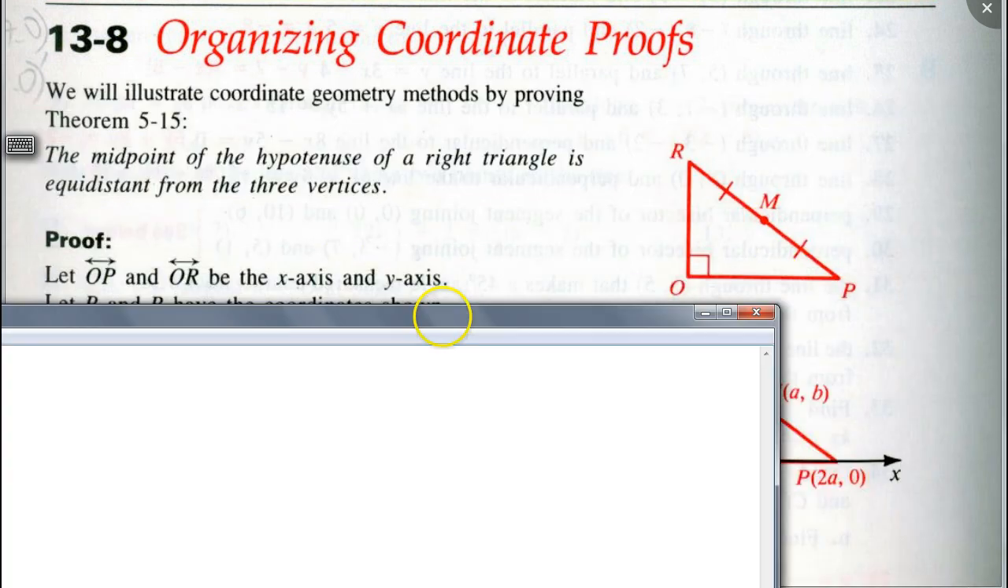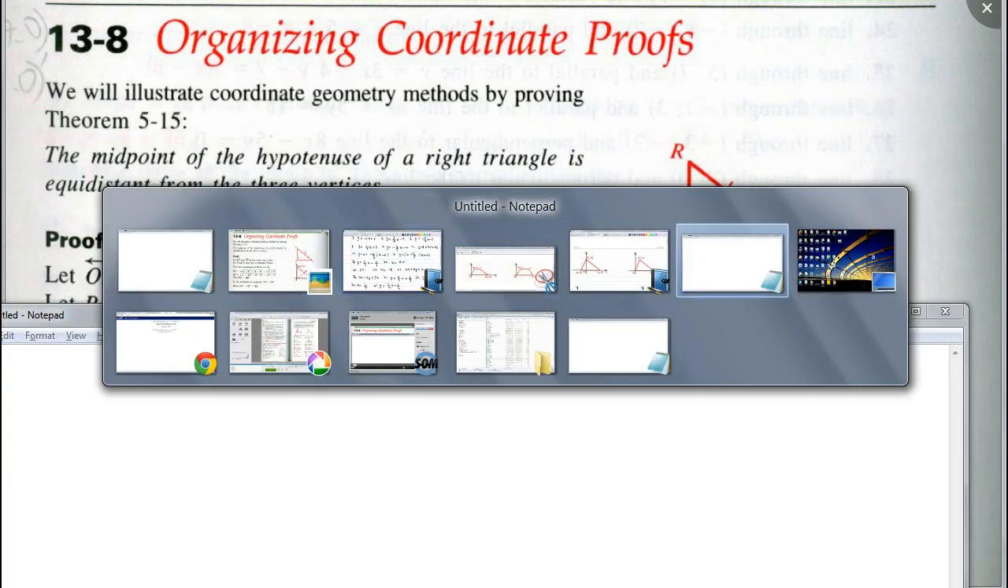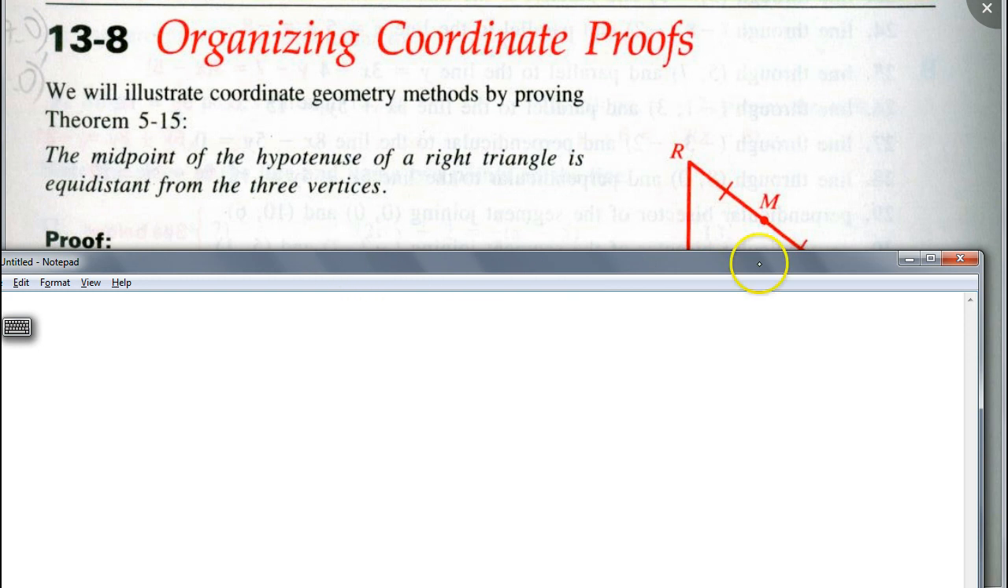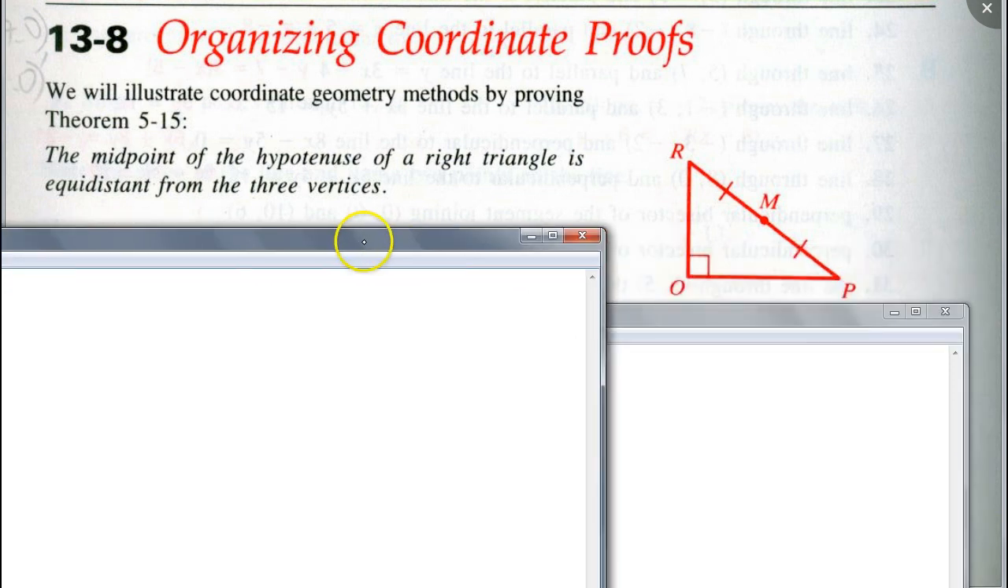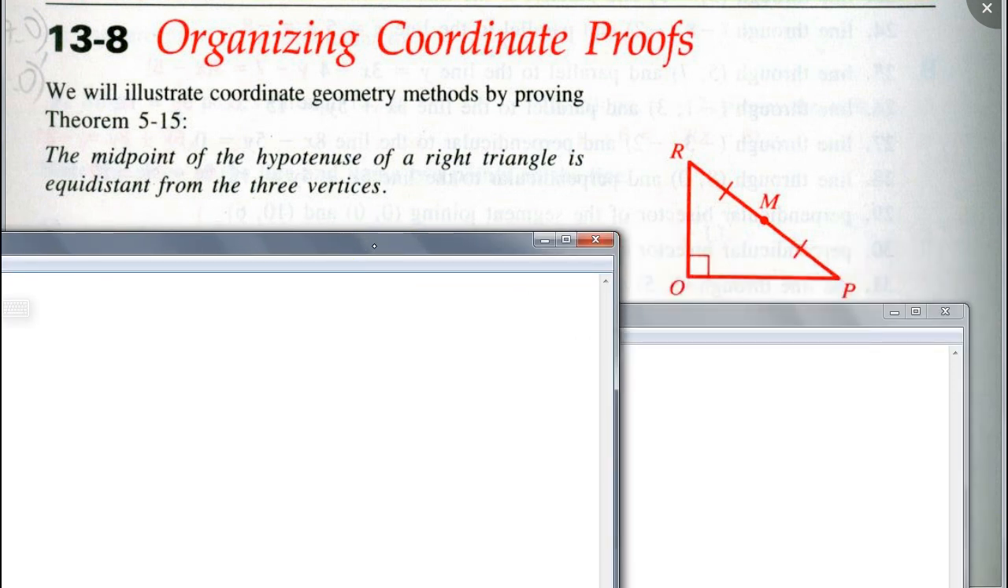Who wants to read this part here for us? How about Michael? Go ahead. We will illustrate coordinate geometry methods by proving theorem 5, that the midpoint of the hypotenuse of a right triangle is equidistant from the three vertices. Yes. So do you guys remember this theorem? This M is equidistant from all three vertices, right? We proved this, but today I'm going to show you how to do this using coordinate proof. Okay?